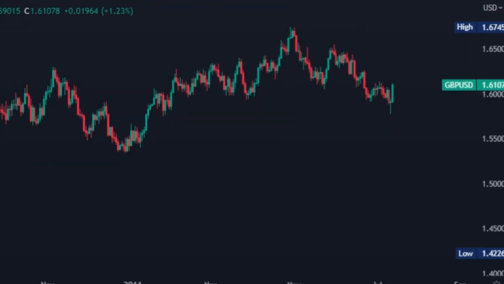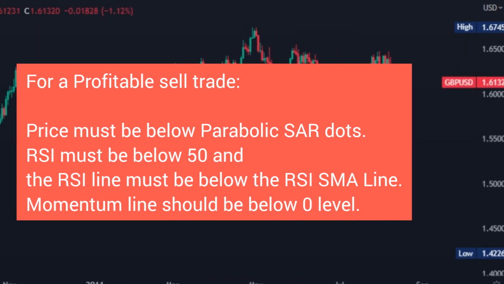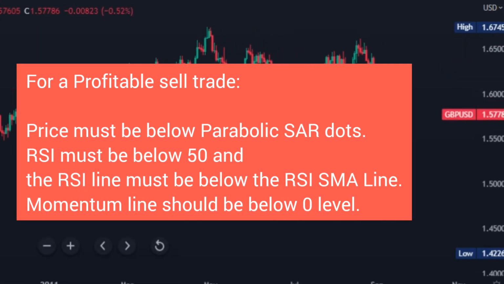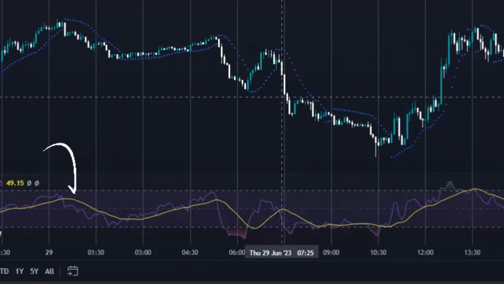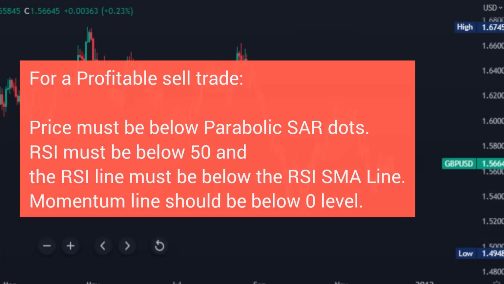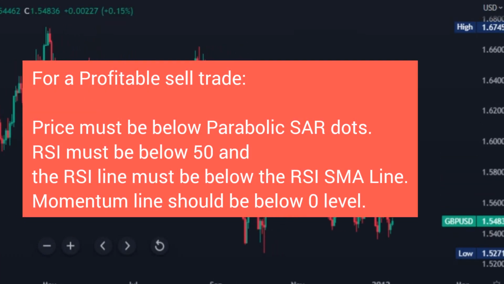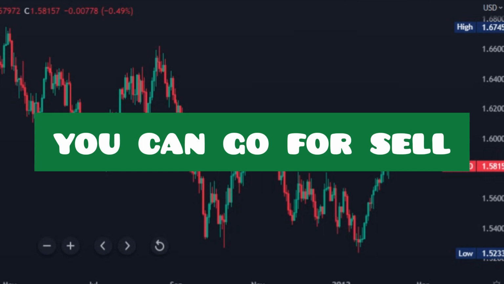Okay, so first, for a profitable sell trade, price must be below the parabolic dot. RSI must be below 50 and the RSI line must be below this SMA line. Momentum should be below 0 level. If all conditions are met, you can go for sell.